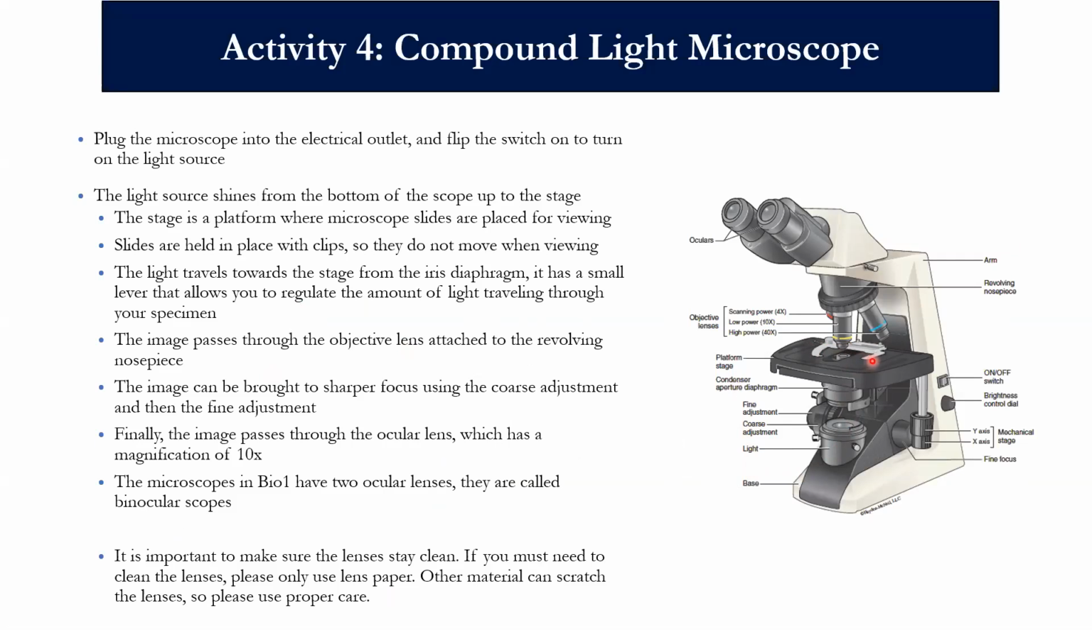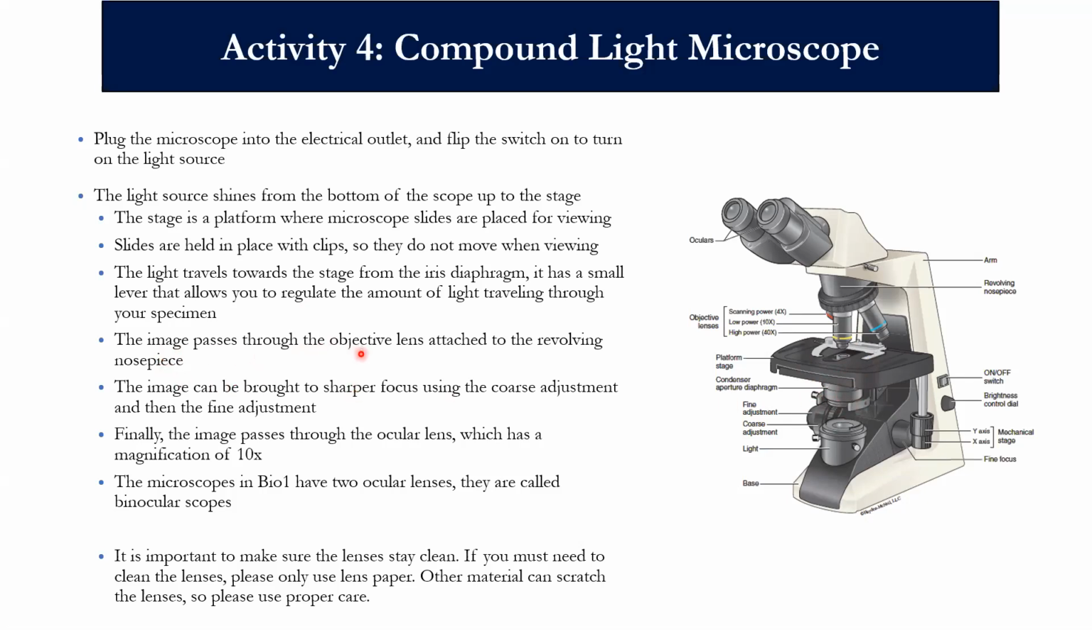The light travels towards the stage from the iris diaphragm. It has a small lever that allows you to regulate the amount of light traveling through your specimen. So there will be a lever on this diaphragm so you can control how much light is going to pass through to your slide. This is very similar to using a camera. So in photography, you have aperture setting where you can control how much light you want to come in.